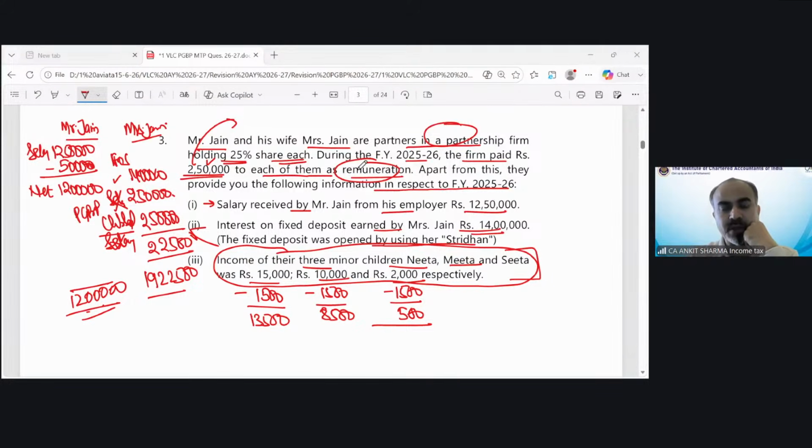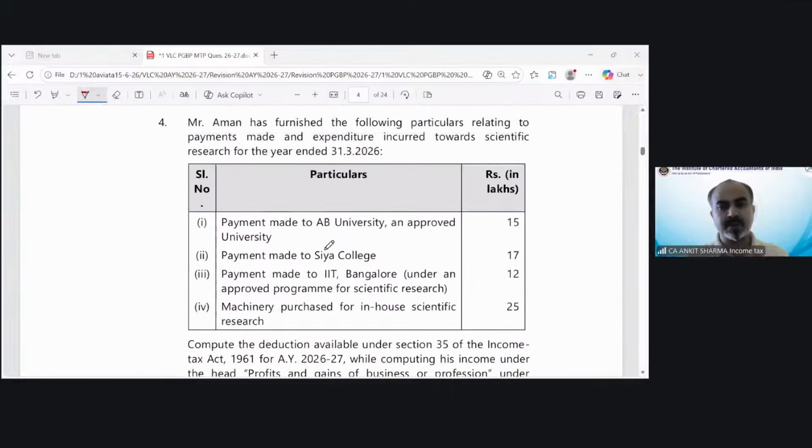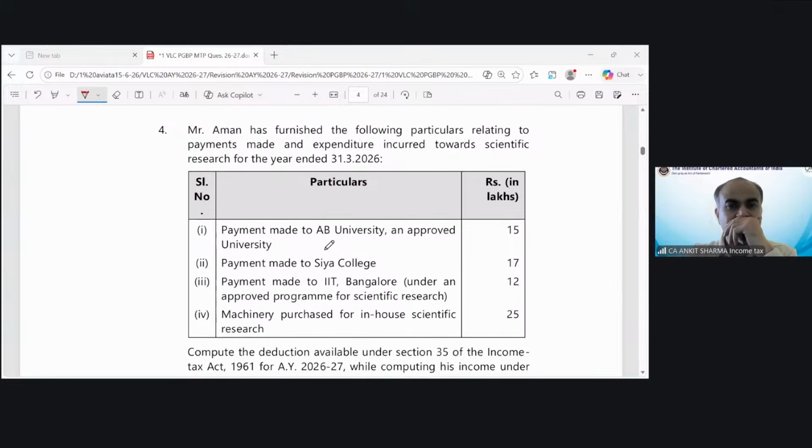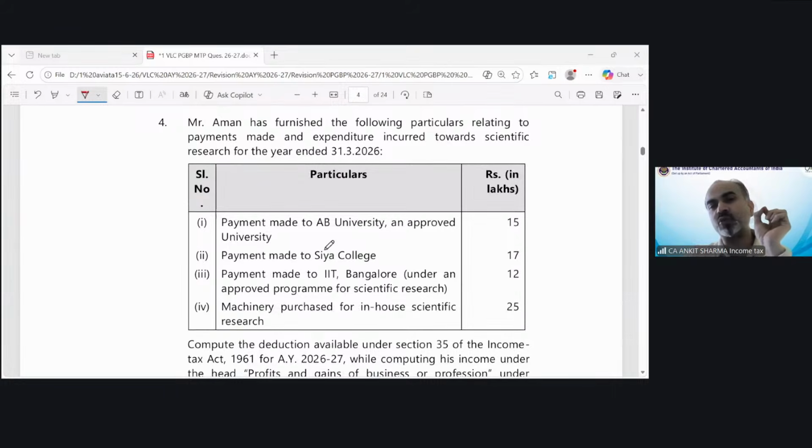Okay. Moving further, next question is, so this question you need to answer. Very simple, very, very easy question. I guess the easiest question from all the questions we are going to solve. Mr. Aman has furnished the following particulars relating to payments made and expenditure incurred towards scientific research for the year ended 31st March 2026. Okay. Payment made to AB University. So this is a question of scientific research.